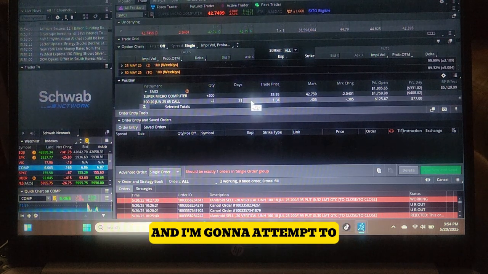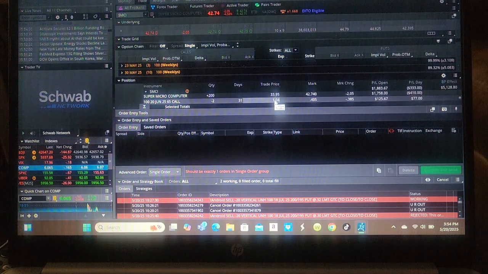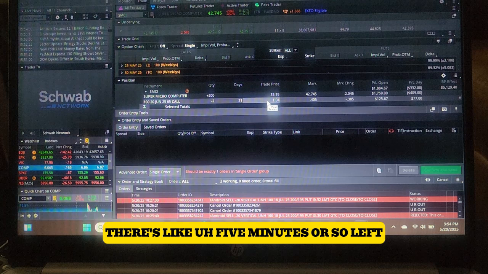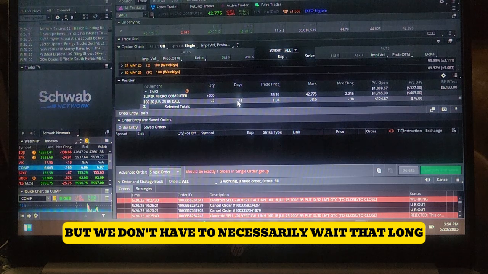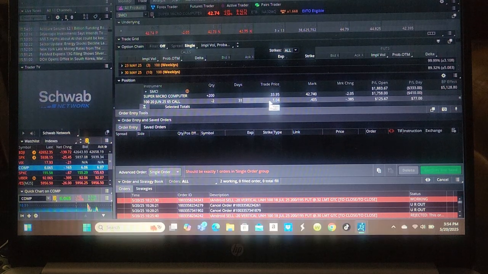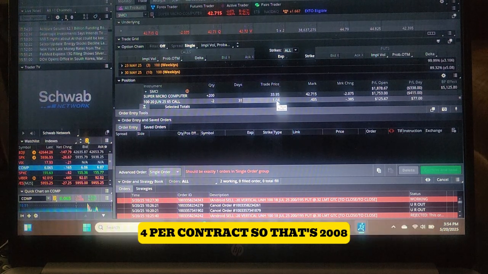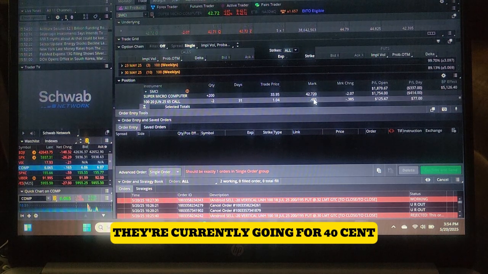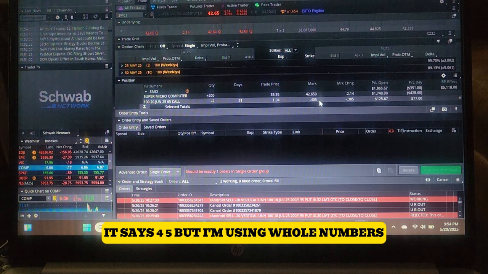And I'm going to attempt to cash this out before the market closes. There's like 5 minutes or so left. I actually have 31 days left for this contract, but we don't have to necessarily wait that long. Now, why I'm closing this out is because I received $1.04 per contract. So that's $2.08. They're currently going for 40 cents. It says 405, but I'm using whole numbers.